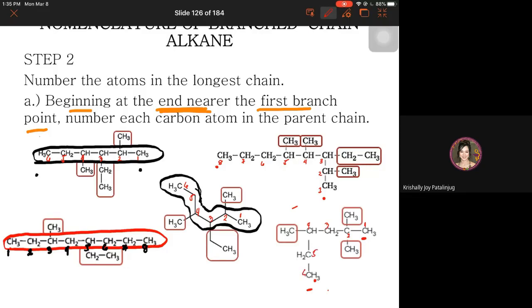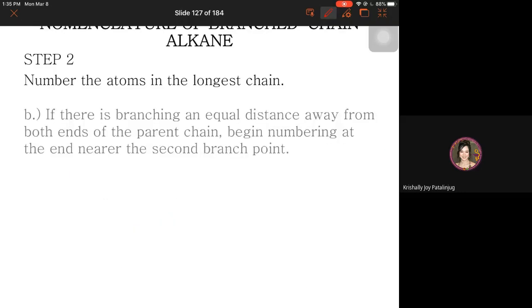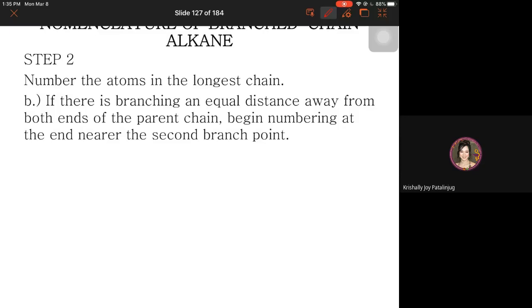So, that is step number 2, letter A. Okay, step number 2, letter A. Okay, begin numbering at the end near the first branch point. Okay, step number 2, case letter B. Okay, now if there is branching with an equal distance away from both ends of the parent chain, begin numbering at the end nearer the second branching point. Ibig sabihin nito, you have the parent already, if this is the parent.